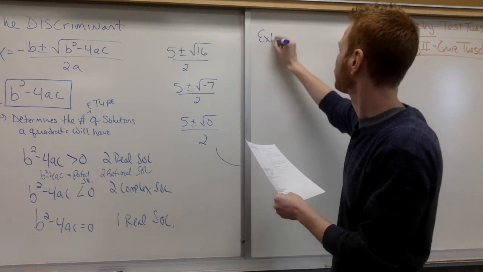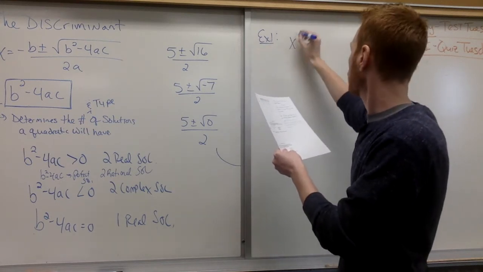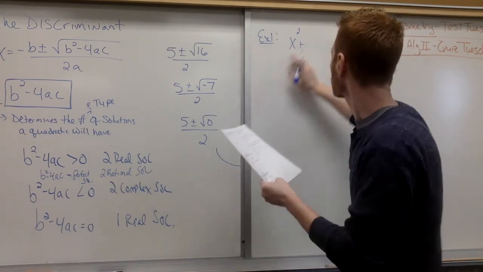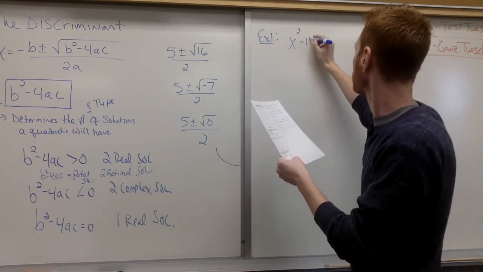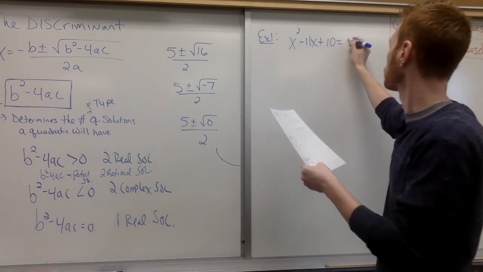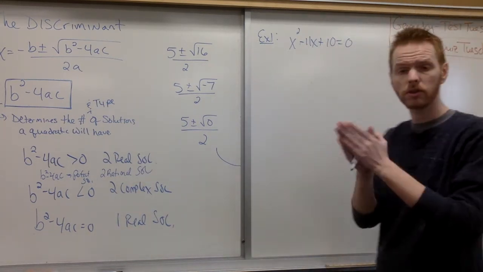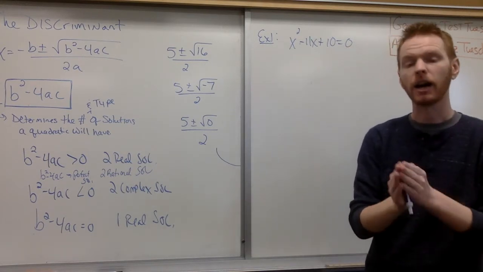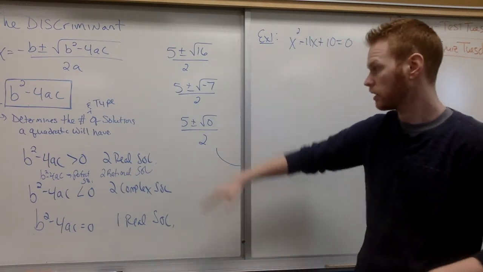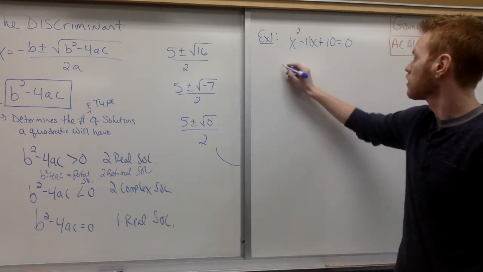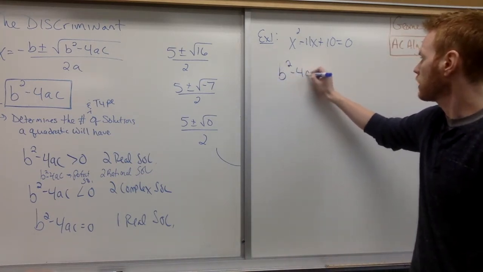Example 1. x squared minus 11x plus 10 equals 0. Okay? And all we're going to do, we're not going to solve it. I want to know how many solutions it has. Okay? Is it real, complex, or just one real? So we're going to go ahead and just use the discriminant.